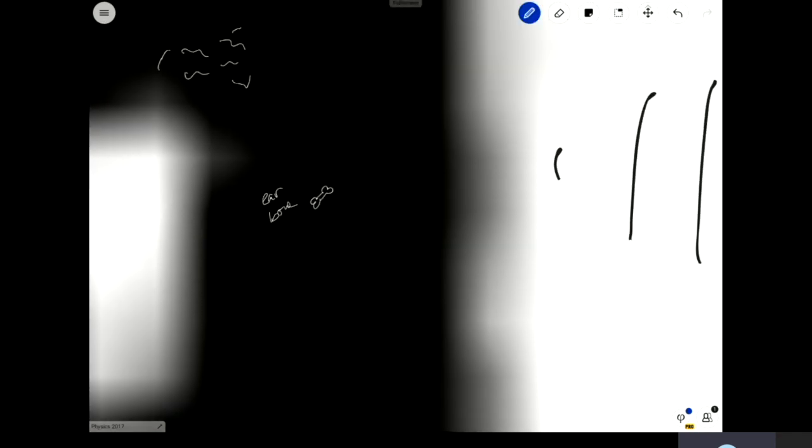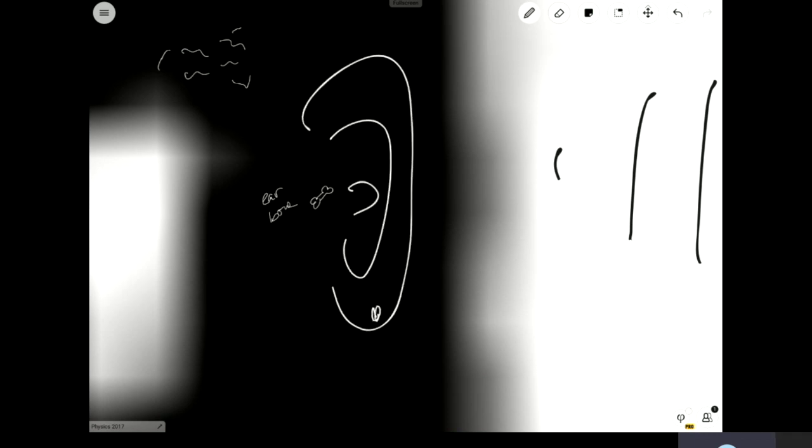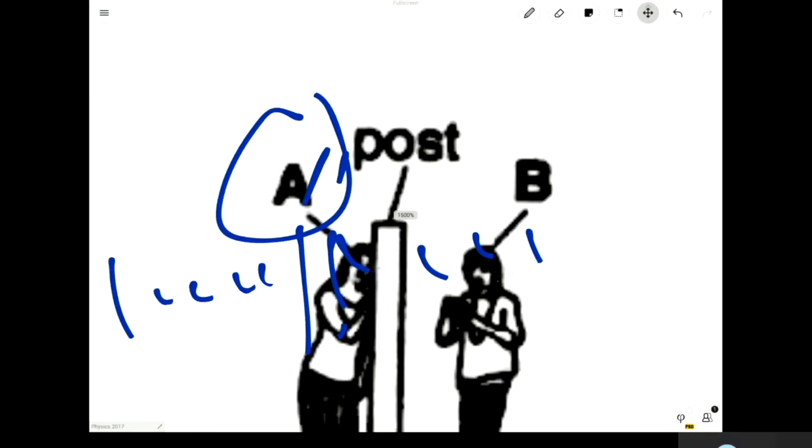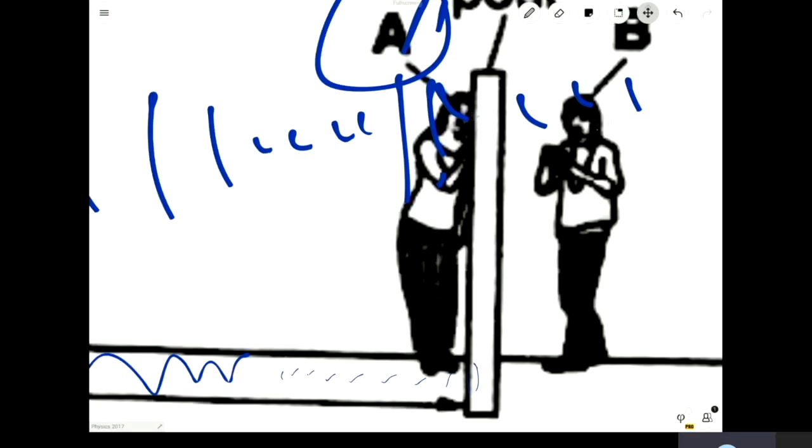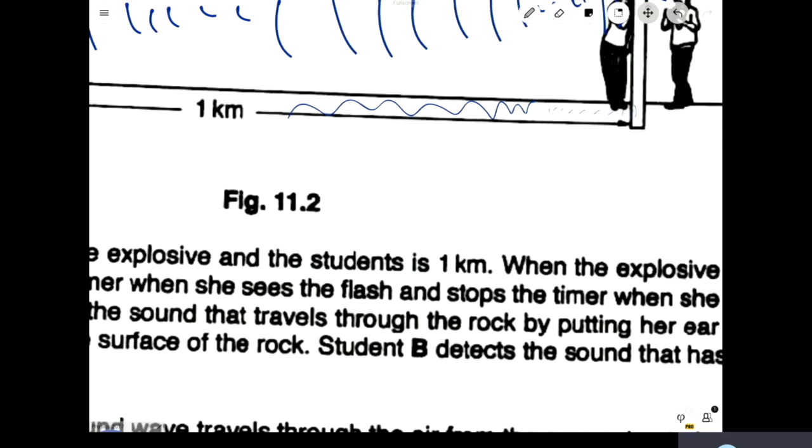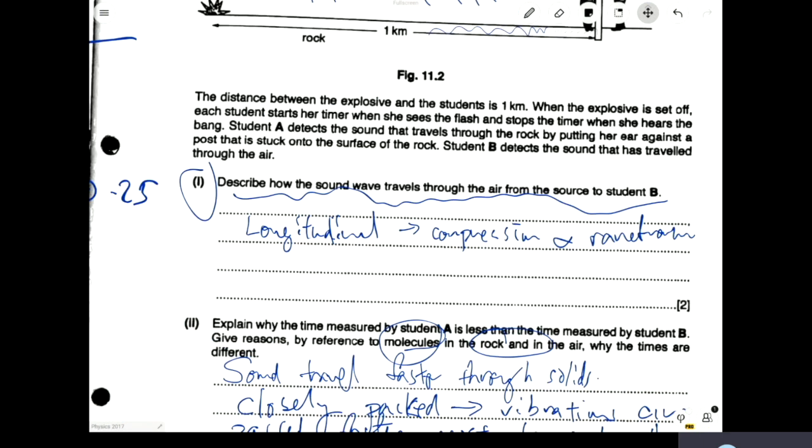Her ear is here, right? So it takes time. So it's slower if it's through the air. Why is it slower through the air? Because the particles are further apart.